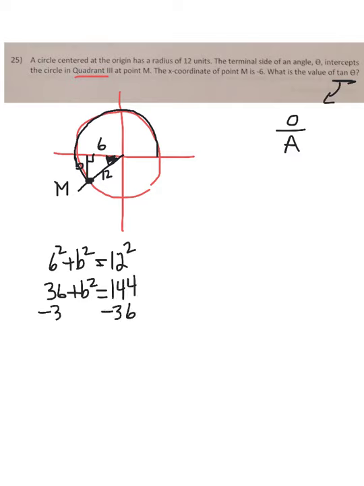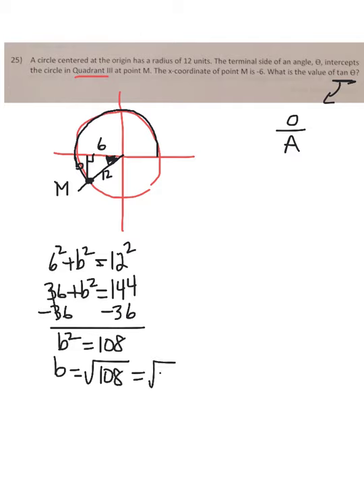Subtract that 36 over, and that gives me b squared equals 108. So then b is the square root of 108. There's got to be a perfect square in there, isn't there? So that would be 36 and 3. So then b would equal 6 radical 3.